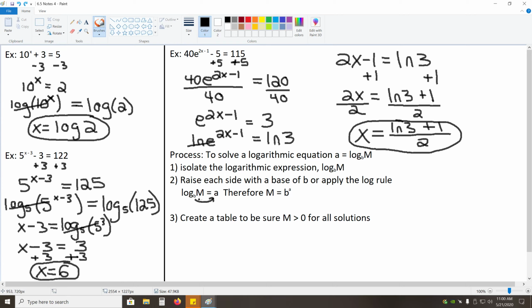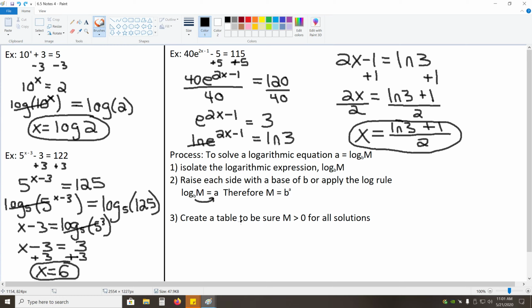Remember, you can also do this by just moving the base b to the other side of the equation, which gives us m equals b to the a power. Either one of these is perfectly acceptable to show your work. And once you do that, you will create a table to be sure that m is greater than 0 for all solutions.